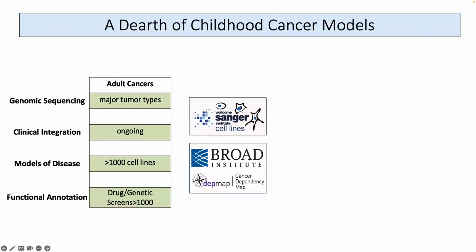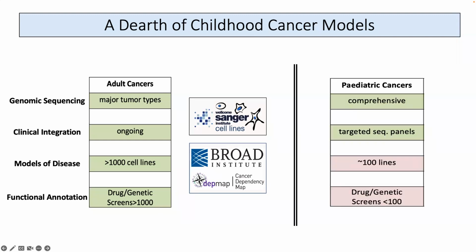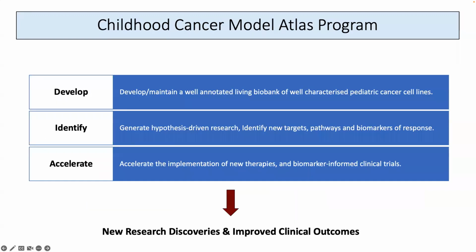This type of integrated approach has been successfully employed for adult cancers, and many of us are very familiar with the Sanger Institute's cell line project and the Broad Institute dependency map, which have characterized over 1,000 cell lines across different adult malignancies. However, in pediatric brain cancers, this has really been woefully underrepresented in these kinds of efforts. You can see both the number of models is much lower, as well as the characterization using functional genomic or drug screening approaches has really significantly lagged the adult counterparts.